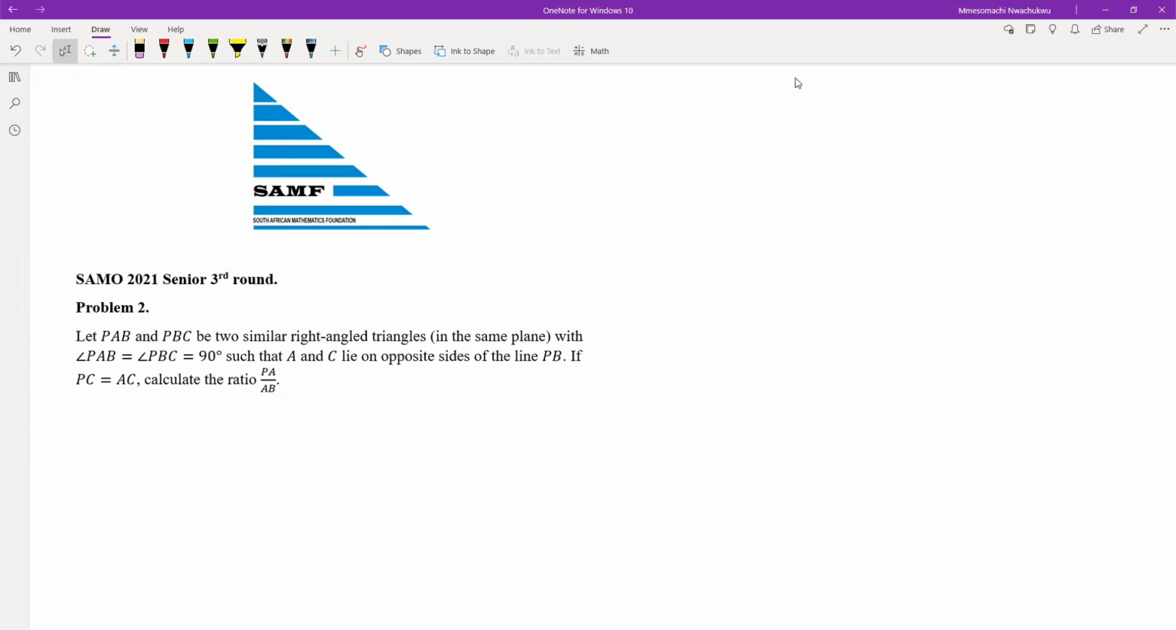Let PAB and PBC be two similar right-angled triangles in the same plane with angle PAB equals angle PBC equals 90 degrees, such that A and C lie on opposite sides of the line PB. If PC equals AC, calculate the ratio PA over AB. Okay, PA divided by AB. So let's sketch.